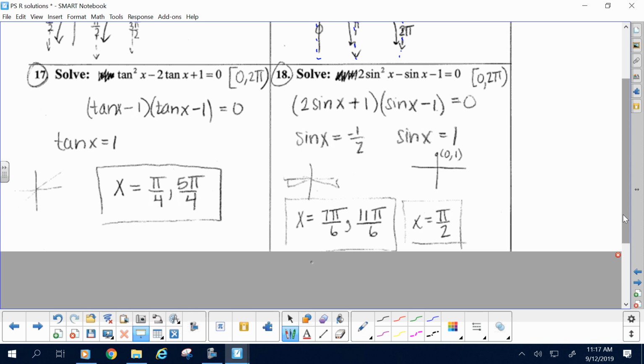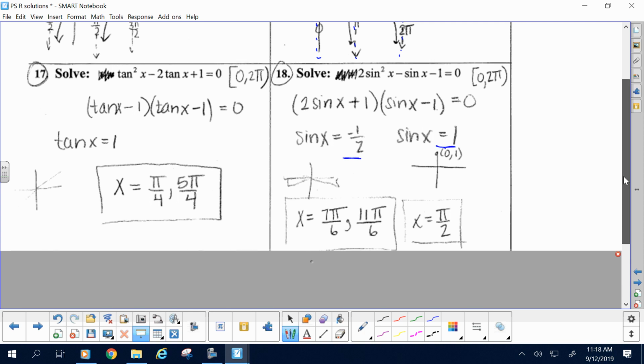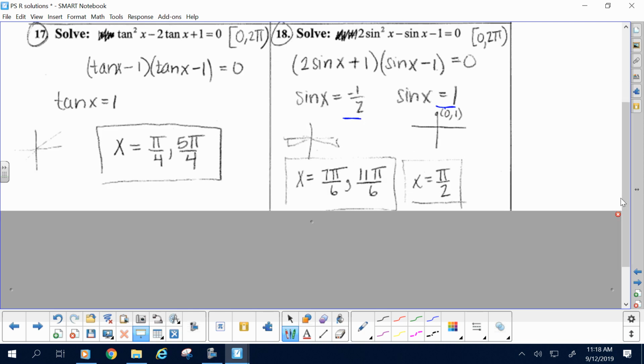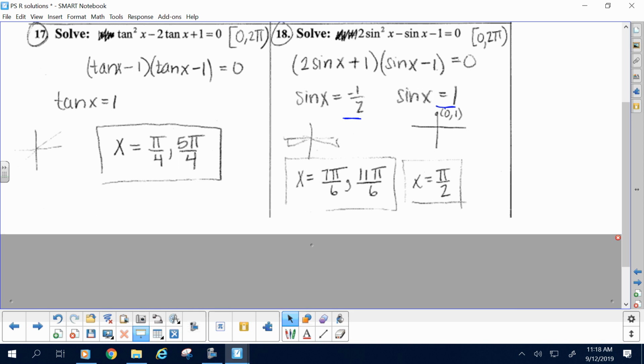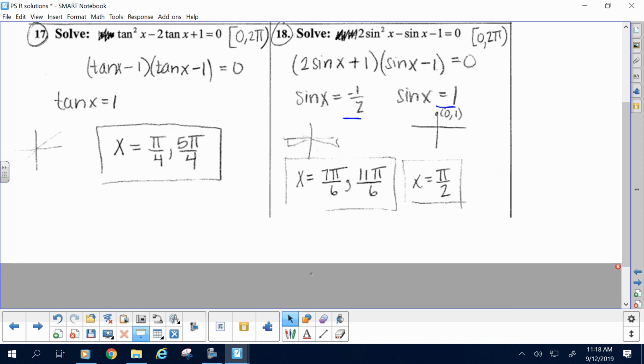Okay, so same deal on 18. You had to solve the quadratic, then you had to solve the trig. Your quadratic solution should be negative 1/2 and 1, so that when you solve the trig, sine would equal negative 1/2 at 7 pi over 6 and 11 pi over 6, and would equal 1 at pi over 2. Cool?